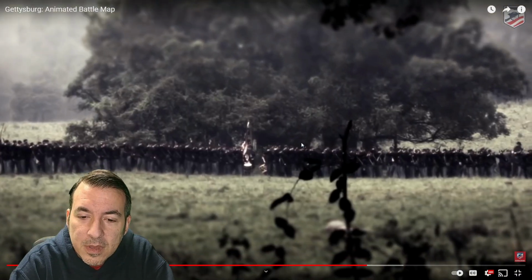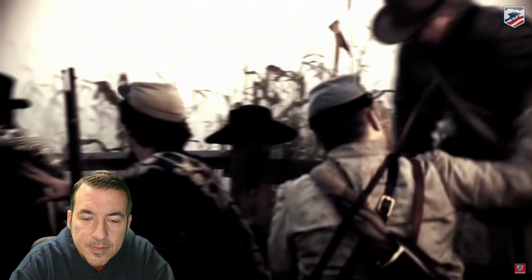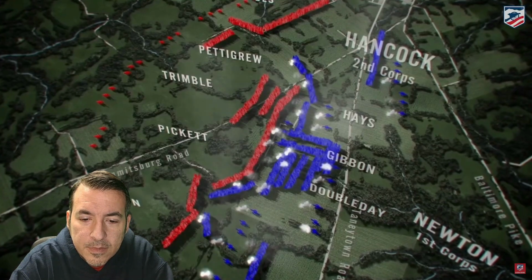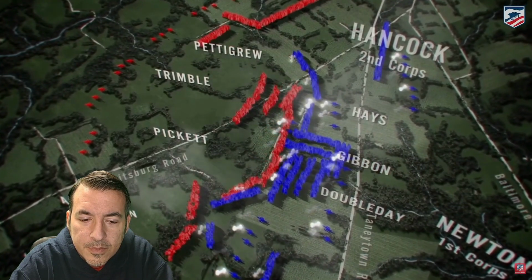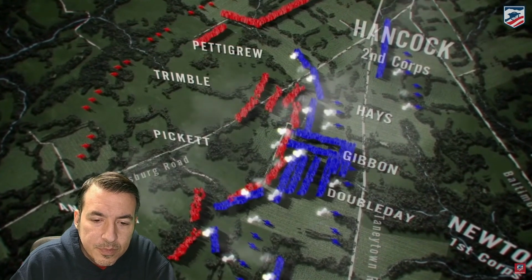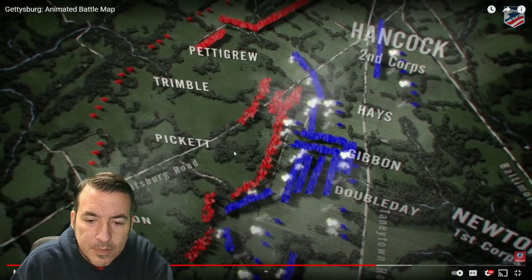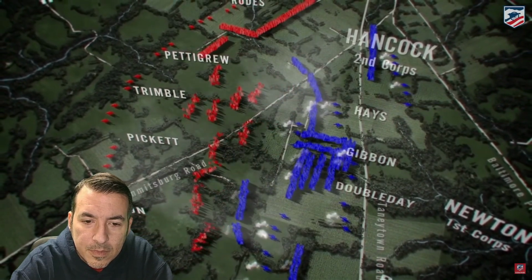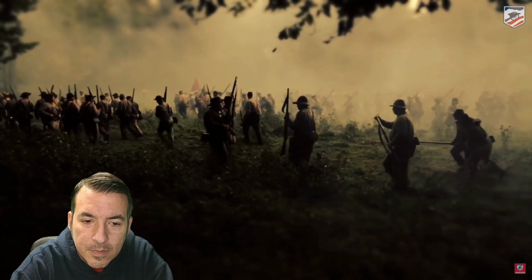Southerners enter rifle range, and fewer than half cross the Emmetsburg Road. But with second and third line troops coming up, some manage to breach the Union position. A ferocious melee ensues. As tens of thousands of Union reinforcements arrive, the Confederate attackers dwindle. Lee's men don't stand a chance.